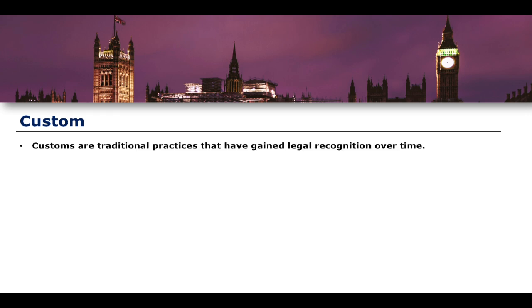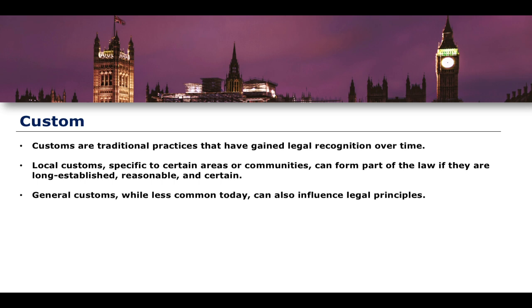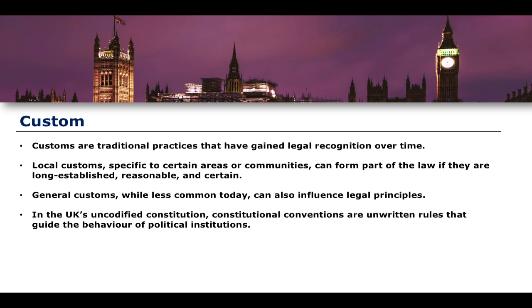Finally, then, there are things known as customs and conventions. Customs are described as traditional practices which have gained a certain degree of legal recognition over time. These are potentially specific to areas or communities and can be called local customs. They form part of the law in the sense that they are long established, often centuries old. They're often quite reasonable and they're often relatively certain. You also see that there are general customs that exist, but they are less common today, even though they can still potentially influence legal principles.